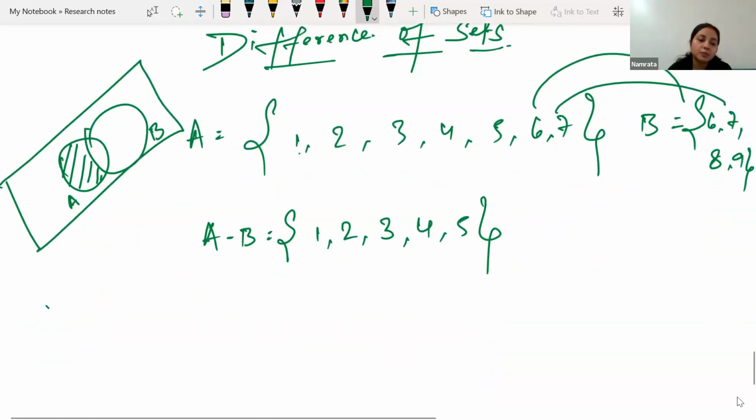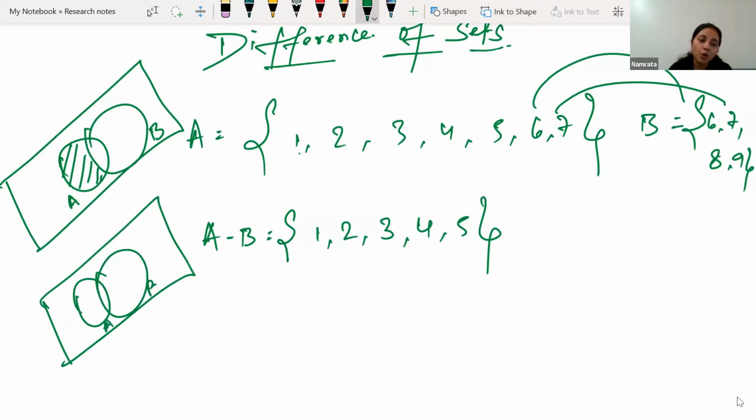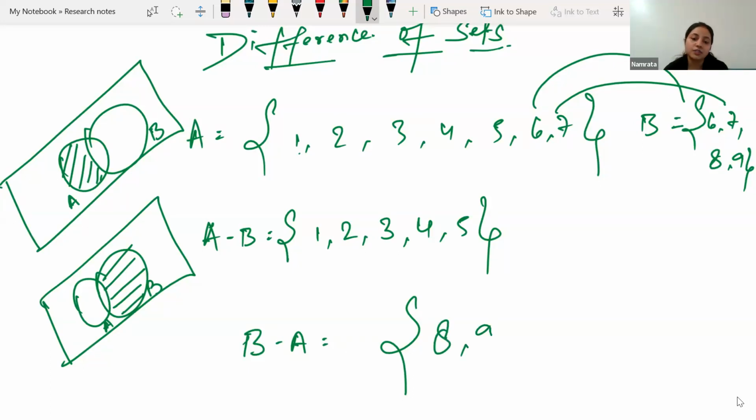Now what about B minus A? B minus A means all the elements of B that are not there in set A. So if here only we have to find B minus A, 6 is there in set A, we cannot take. 7 is there in set A, we cannot take. 8 and 9 we can take. So the elements of set B which are not there in A. Is it clear?